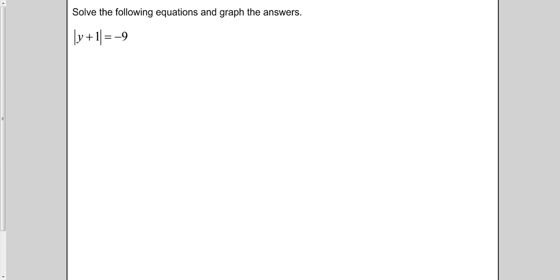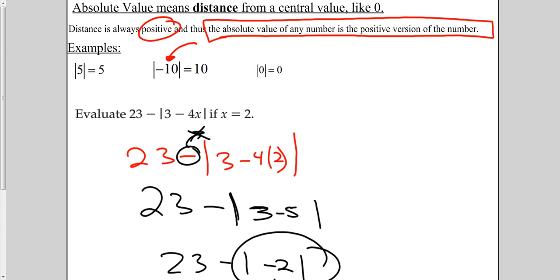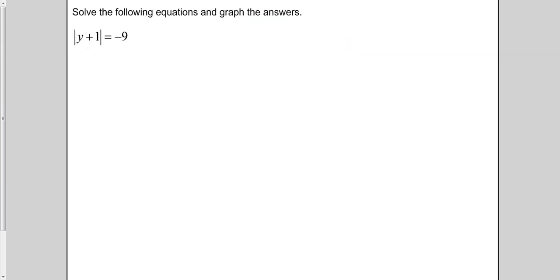If we go all the way back to the beginning, okay, distance is always positive, and thus the absolute value of any number is a positive version. So that's what we started out with. That's the notes that you just took. Well, in this case, the absolute value is always positive.